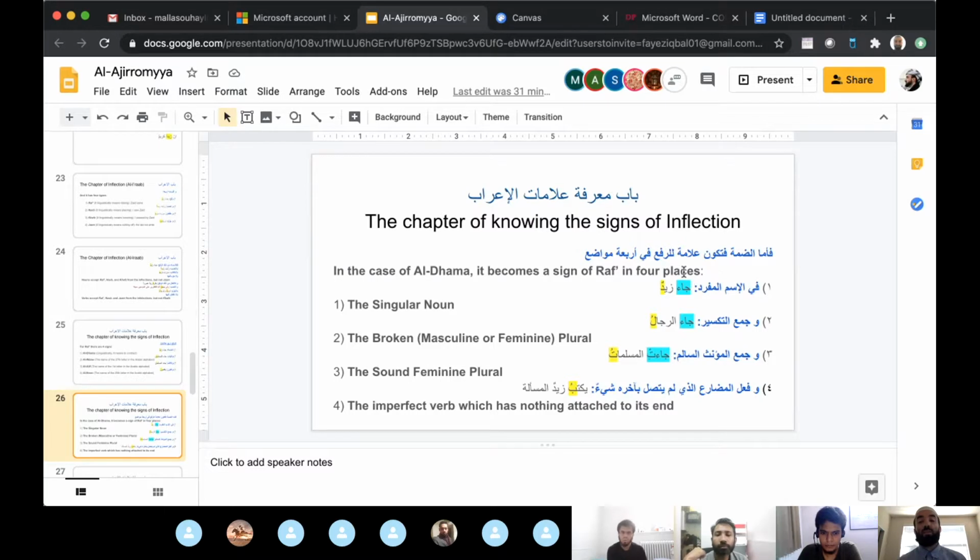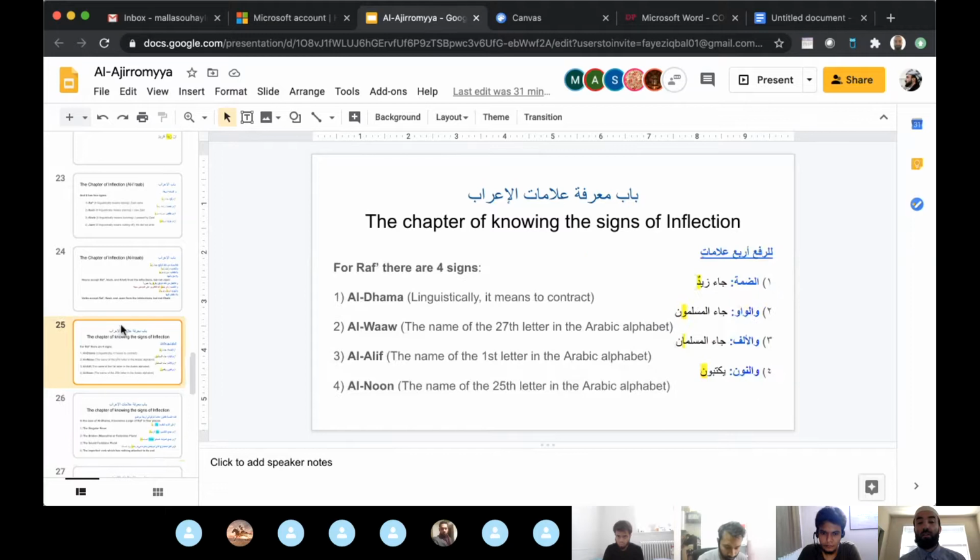In the case of a dhamma, it becomes a sign of rafa in 4 places. Okay, I think I skipped a slide. Yes, I apologize. So we were on slide 25. The author says, للرفع أربع علامات. The inflection of rafa has 4 different signs.